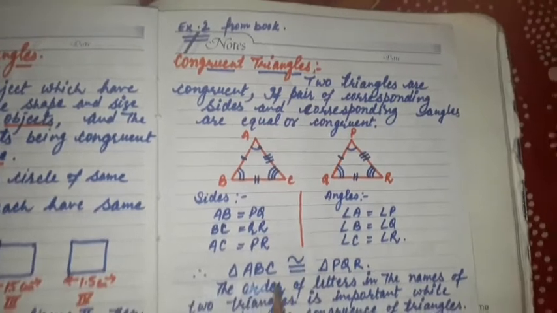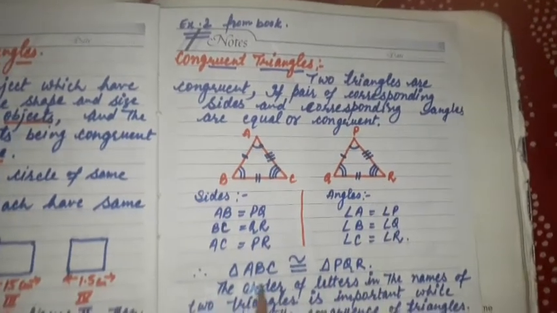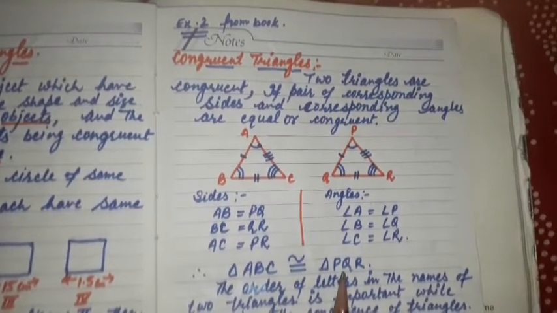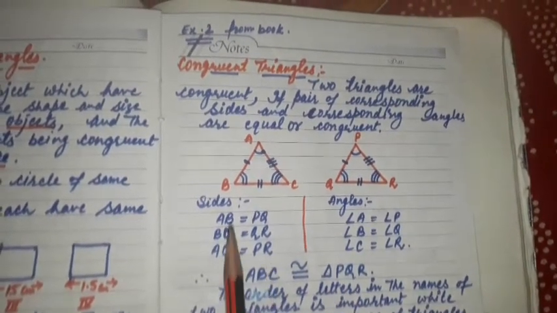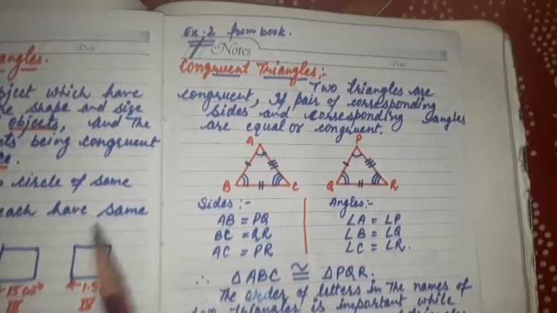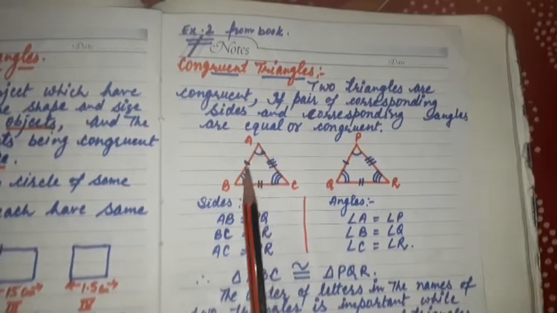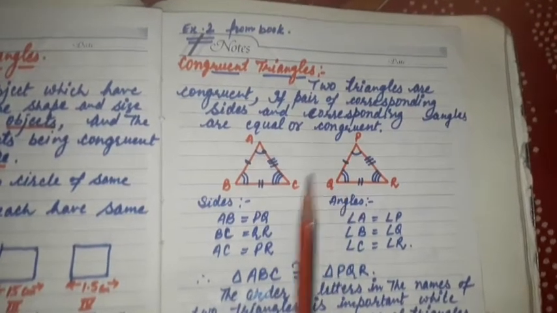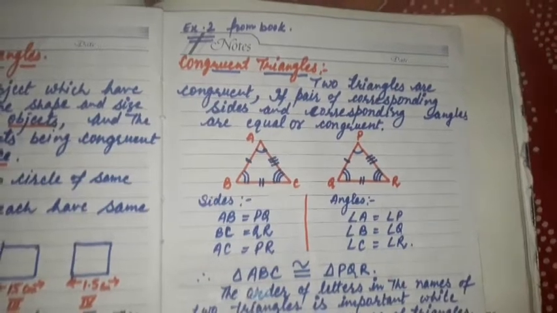And the sign of congruence is used. The name of this triangle is ABC, and this triangle is PQR. Therefore, these two triangles are congruent with each other if their corresponding parts are equal. And what are the corresponding parts? Firstly, sides. Side AB is equal to PQ, BC is equal to QR, and AC is equal to PR.